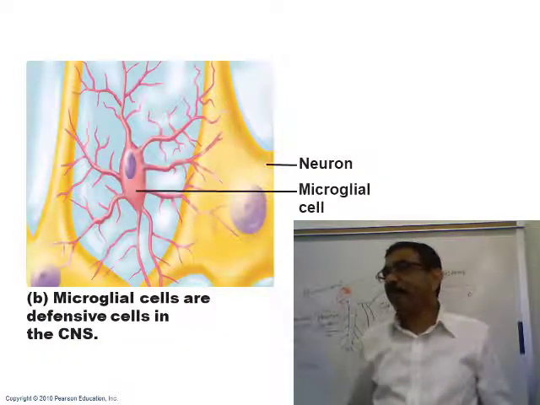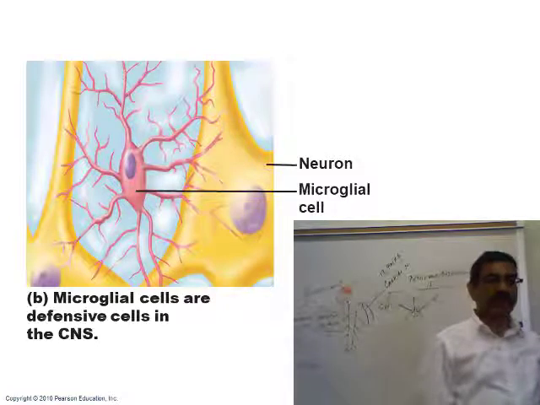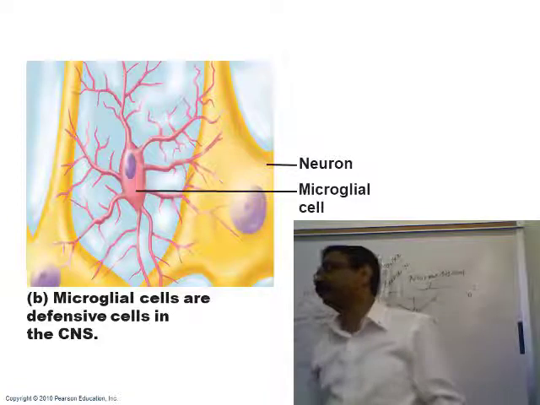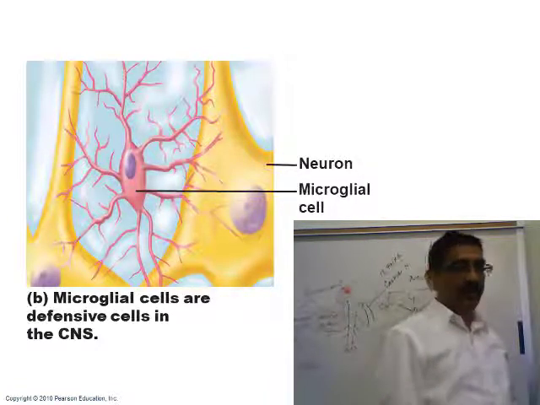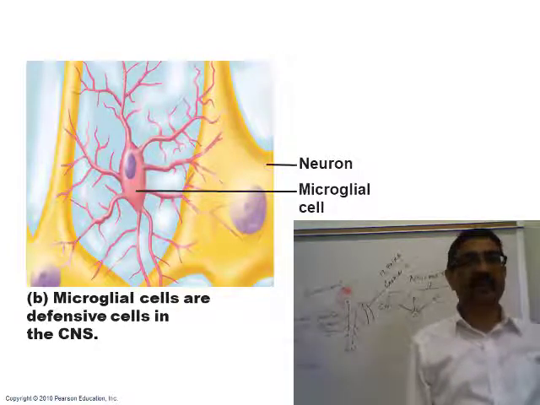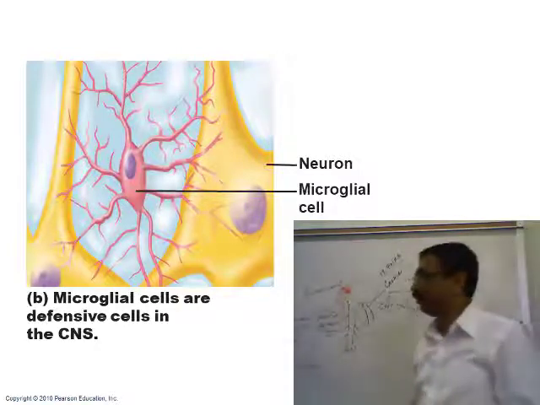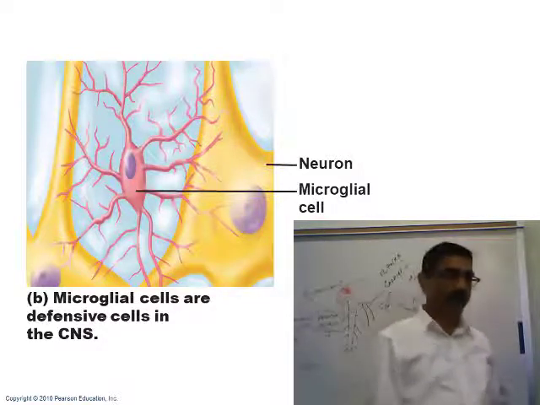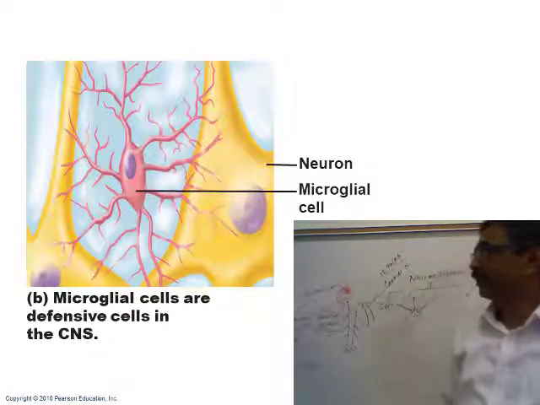Microglia or microglial cells. These cells have long processes, and these cells do phagocytosis, engulfing microorganisms or dead cells. So microglia provides a defensive function, right? They destroy microorganisms and also remove dead cells from the site of inflammation.